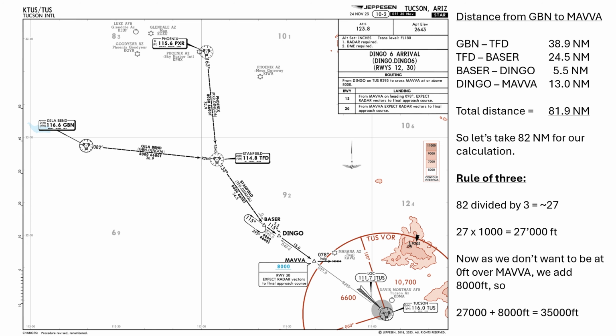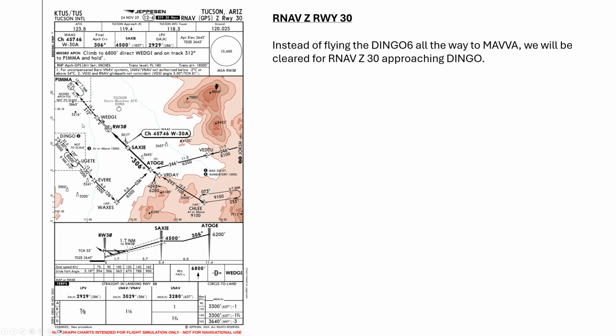All right, so let's continue. This is now the RNAV approach that we are going to fly, the RNAV Zulu runway 30. And instead of flying the Dingo6 arrival all the way to Mava, ATC will clear us for the RNAV Zulu runway 30 when we approach Dingo. So then we can fly the Dingo transition, as you can see now on your screen, starting at Dingo with the following altitude restriction. At Dingo we computed 8,000 feet, so there should not be any issue with the VNAV. Then we fly Dingo to Ugiti at 8,000.